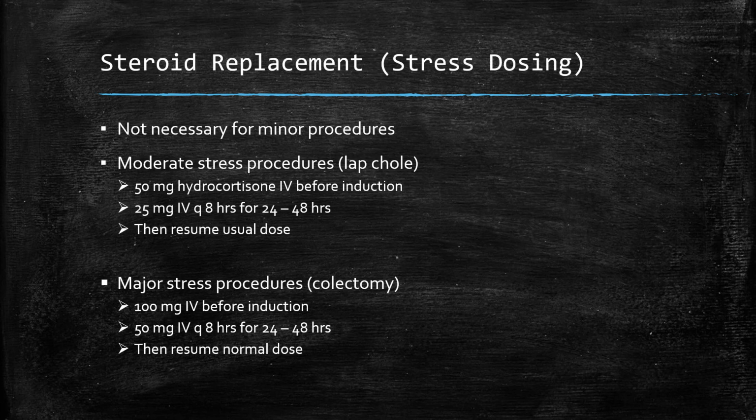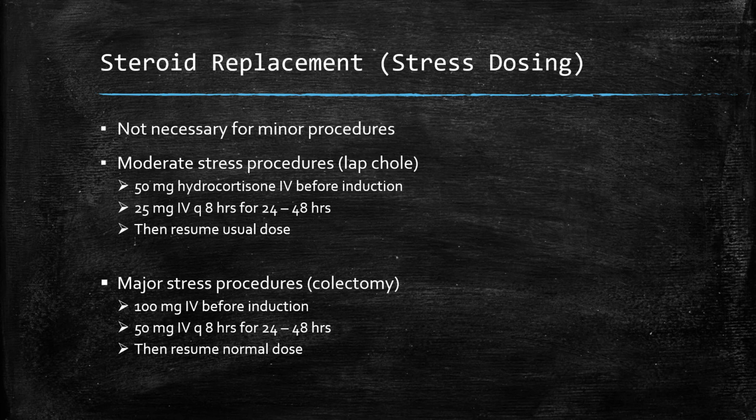First of all, for minor procedures like endoscopies and hernia repairs, there isn't much of a stress response, and so no stress dosing is necessary here. For patients who are to undergo a moderate stress procedure, like a laparoscopic cholecystectomy, we'll generally give 50 milligrams of hydrocortisone right before induction of anesthesia, and then follow up with 25 milligrams IV every 8 hours for 1 to 2 days. After that, the patient can then resume their normal oral steroid dose.